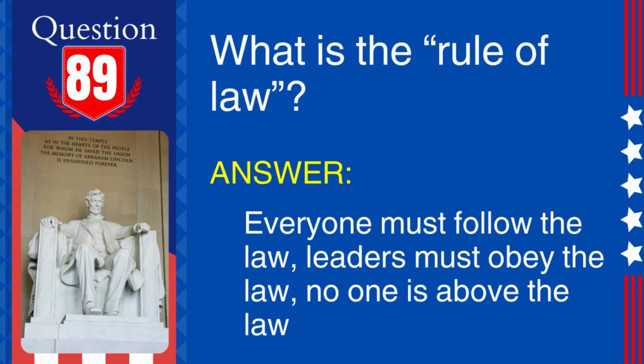89. Question: What is the rule of law? Answer: Everyone must follow the law. Leaders must obey the law. No one is above the law. Explanation: The rule of law is a fundamental principle that all individuals, institutions, and entities are accountable to laws that are publicly promulgated, equally enforced, and independently adjudicated.